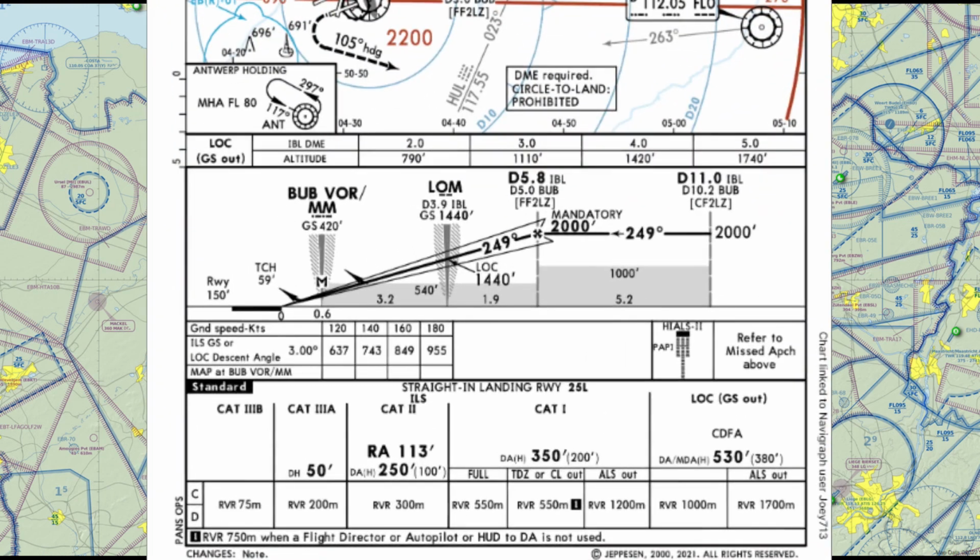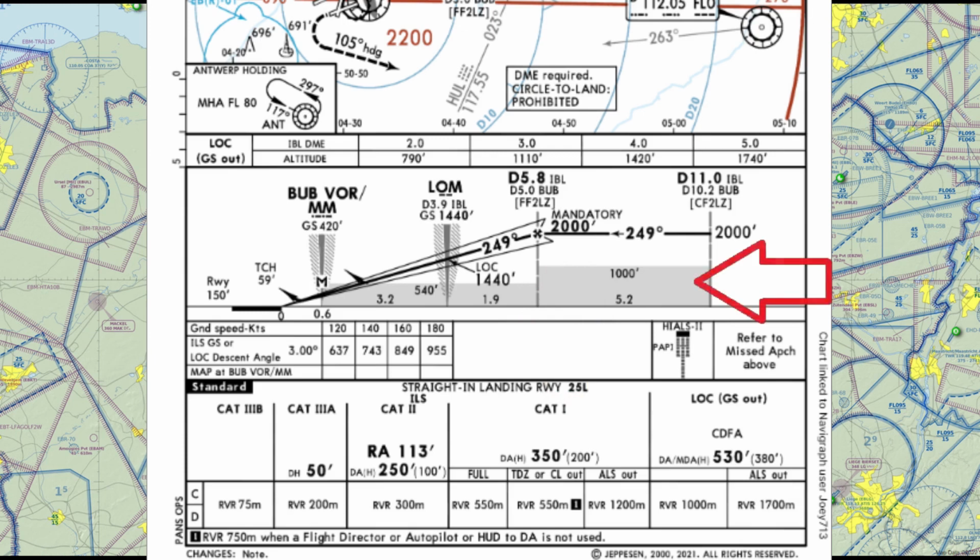Unlike SIDs and STARs, approach charts also have a dedicated section with a side view of the final phase of the approach to give you info about your vertical profile. Here you can see your final altitude before you intercept the glide slope, and it also says mandatory, which means you have to be at that altitude at that distance.